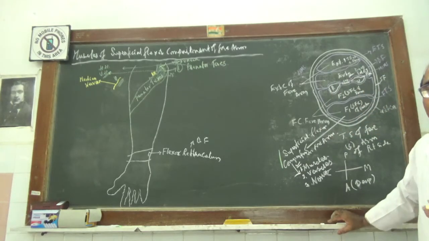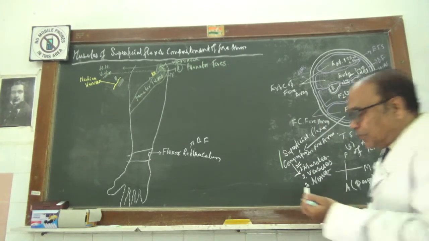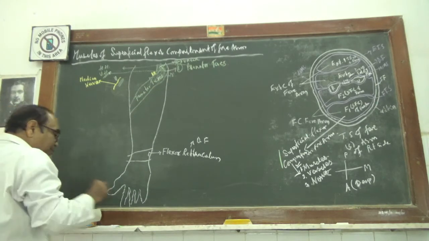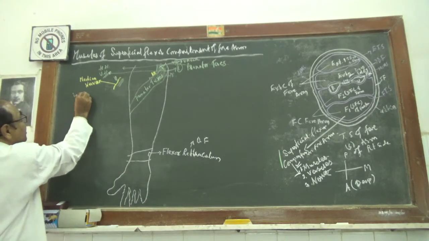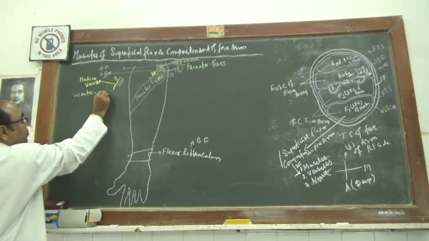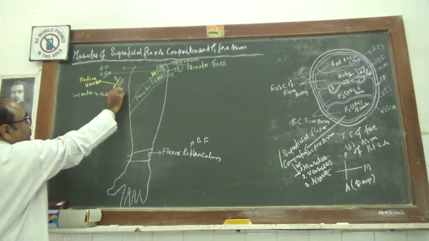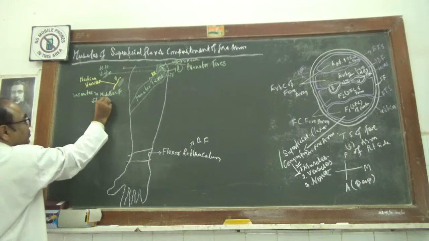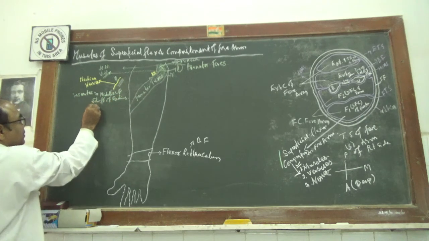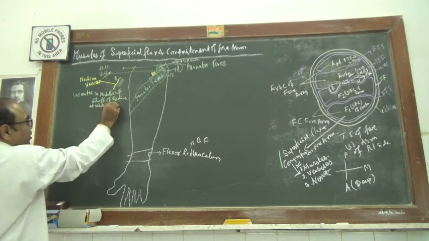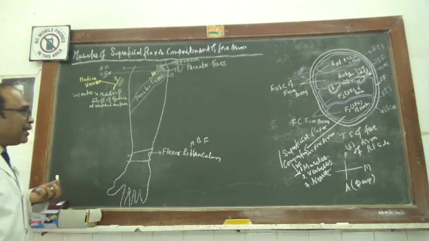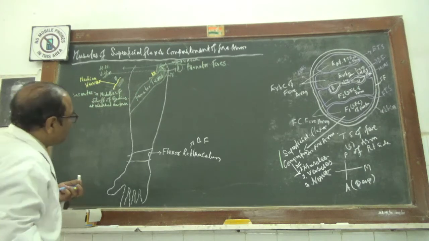After having this relation, both the heads unite and further run down to get inserted on the middle of the shaft of the radius at its lateral surface, or the middle of the lateral surface of the shaft of the radius. That also can be true.